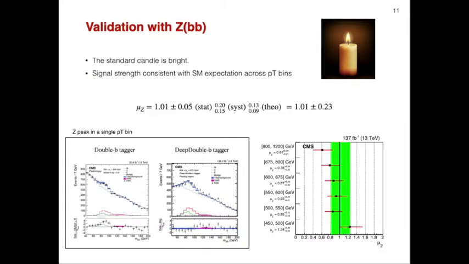So an important step to validate this background estimation method is to measure the Z signal strength. You can see with the improved deep double B tagger, the Z peak becomes very prominent even in a single PT bin, whereas it was much smaller before. With such a bright standard model candle, the measured Z signal strength is consistent with the standard model expectation and is also consistent with 1 across all PT bins.